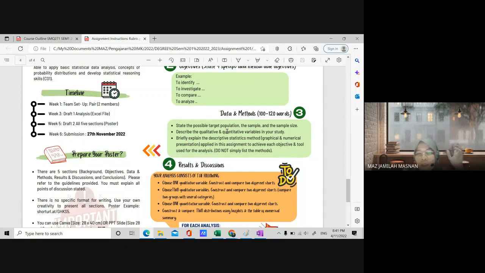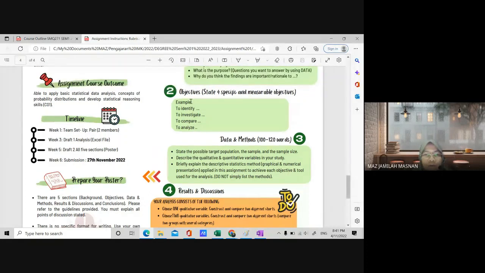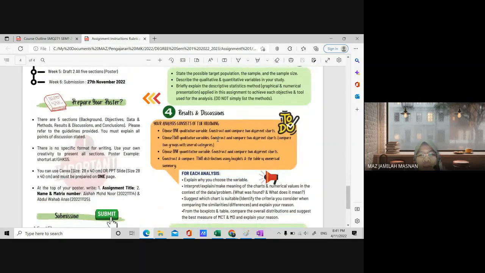That means you know that you want to achieve these four objectives. In order to figure out the findings of these four objectives, you have to choose what kind of graphical and numerical presentation would be suitable in order to come up with the objective of your analysis. And then finally you have your results and discussions.